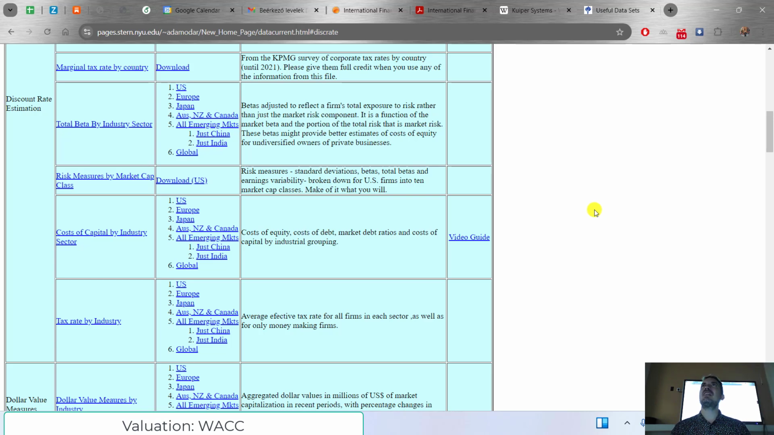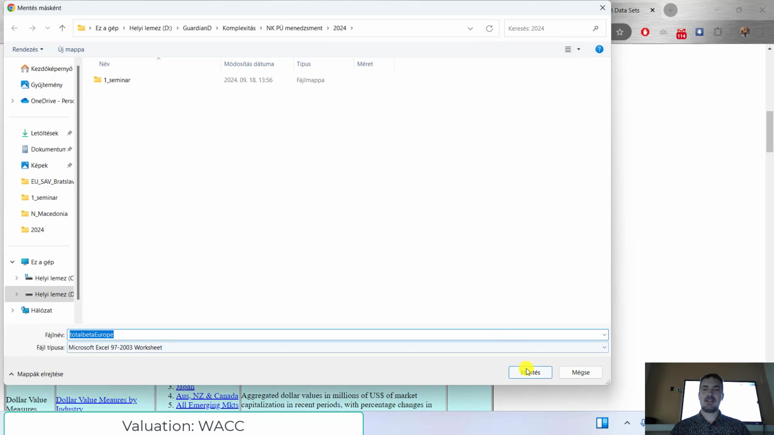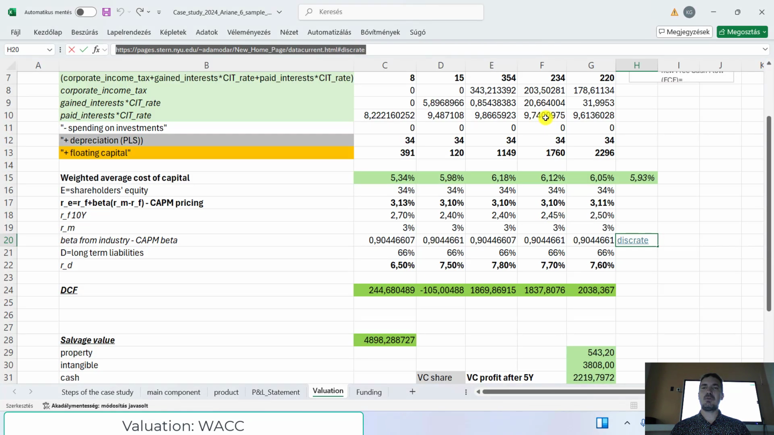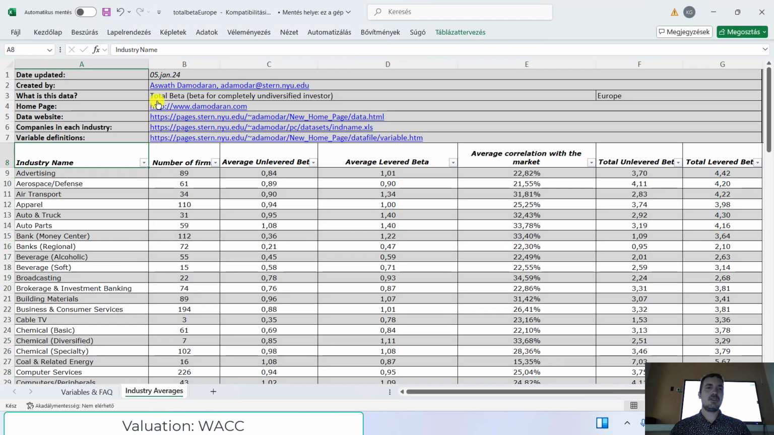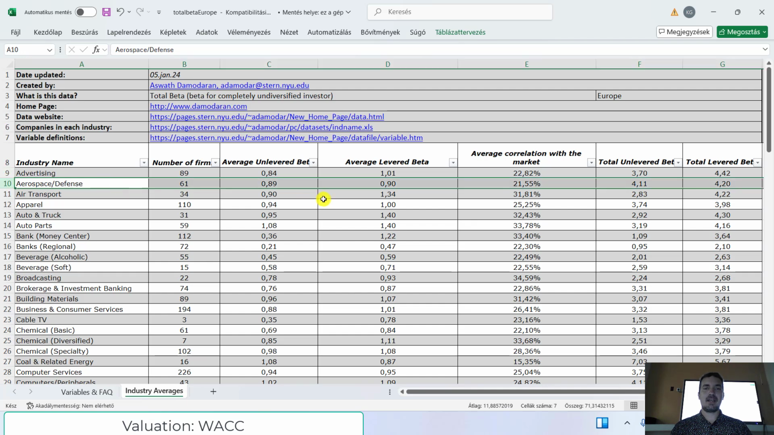So if you are interested in any kind of corporate valuation, his website is a gold mine because it's free, and we can see total beta by industry, sector, Europe. Then we can download it, open it, and you can see that it was last updated in January. Nice. Then we can check aerospace defense, and we can see that he collected 61 companies from this sector from the continent.